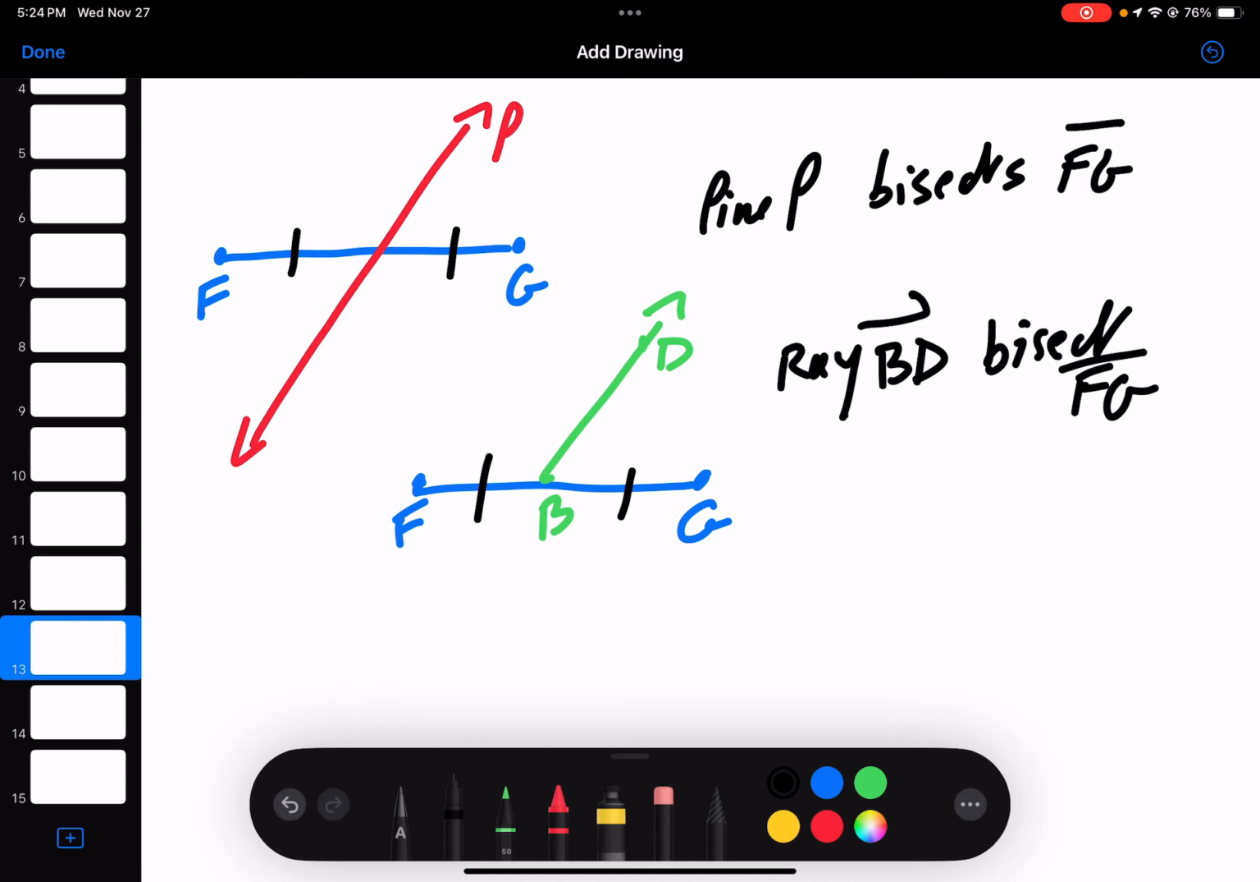And it could be anything, right, that bisects it. Right now we showed like a line bisects it. That means it goes through the midpoint. A ray can bisect it. Another line segment could bisect it, or even a plane could bisect it. All right.